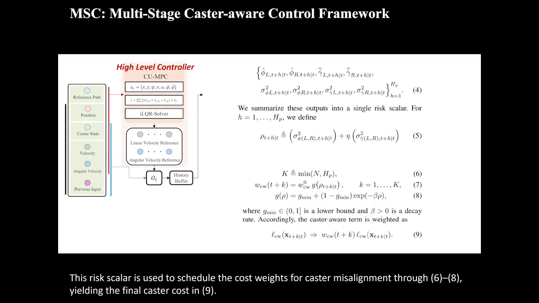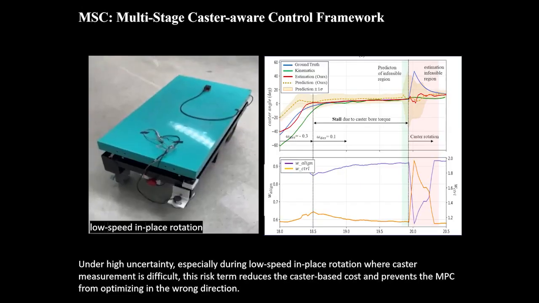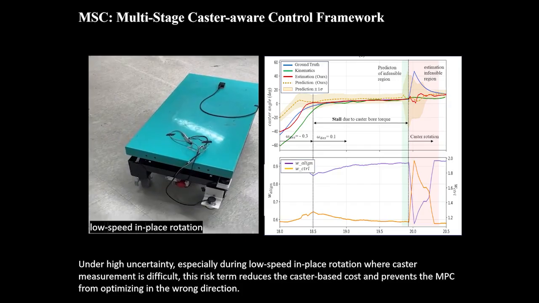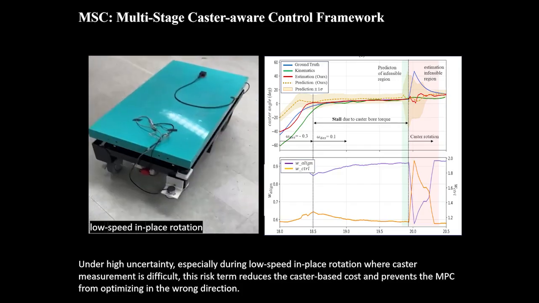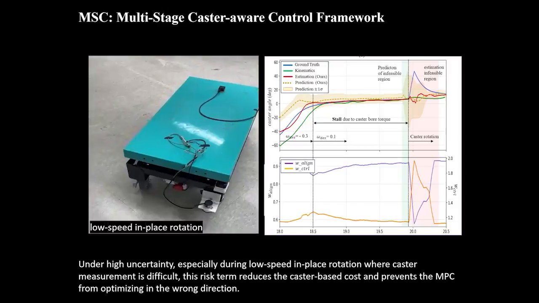for 5. This risk scalar is used to schedule the cost weights for caster misalignment through 6-8, yielding the final caster cost in 9. Under high uncertainty, especially during low speed and in-place rotation where caster measurement is difficult, this risk term reduces the caster-based cost and prevents the MPC from optimizing in the wrong direction.